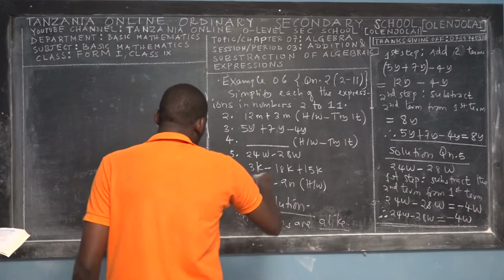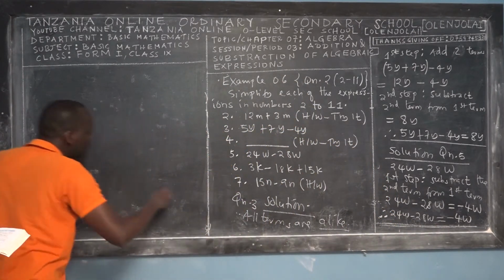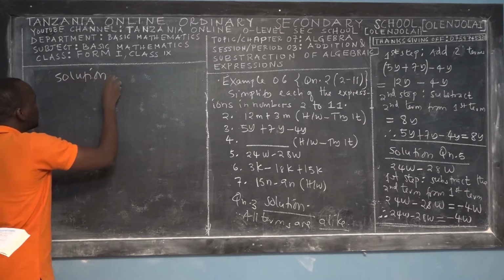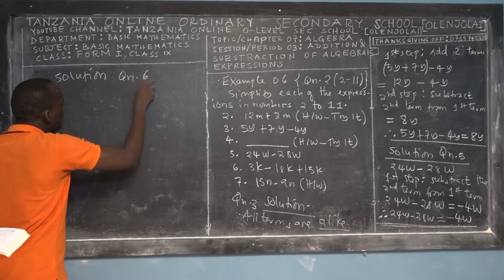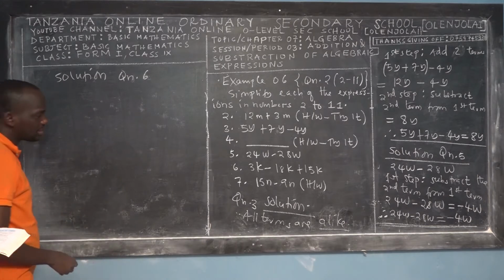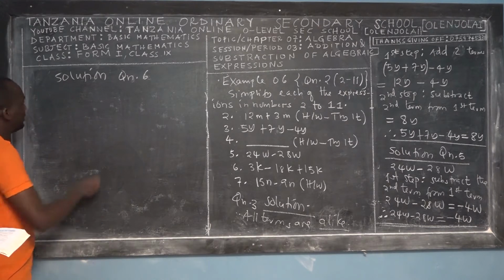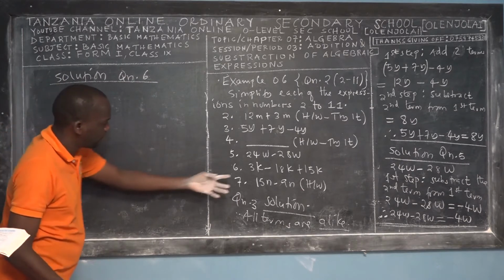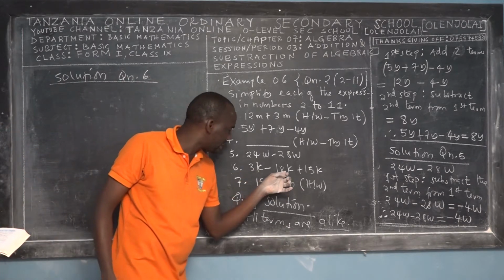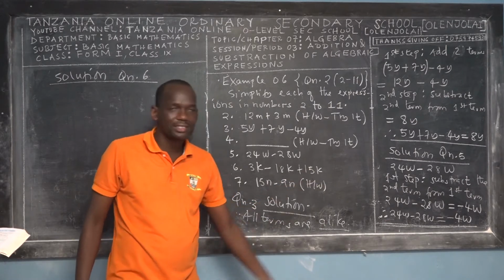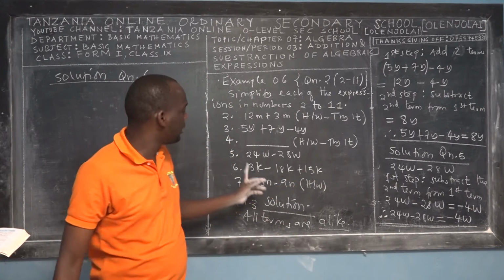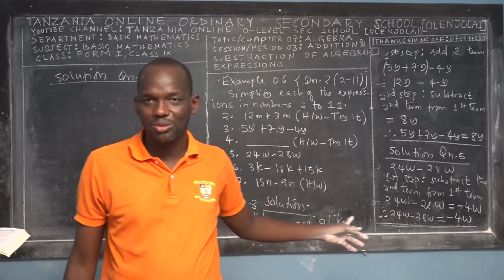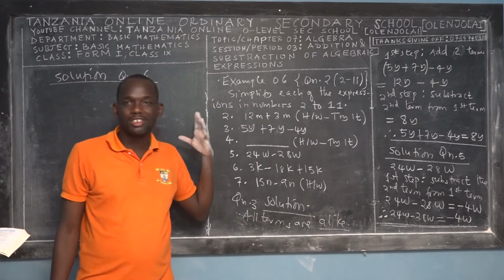That is teaching. Okay, so now we are going for question number 6. Solution of question number 6. So question number 6, we say that the first step, if you observe, 3k minus 18k plus 15k. Let me challenge you. How many terms are there? Kuna terms ngapi? Pause the video and then answer. 3 terms, right?